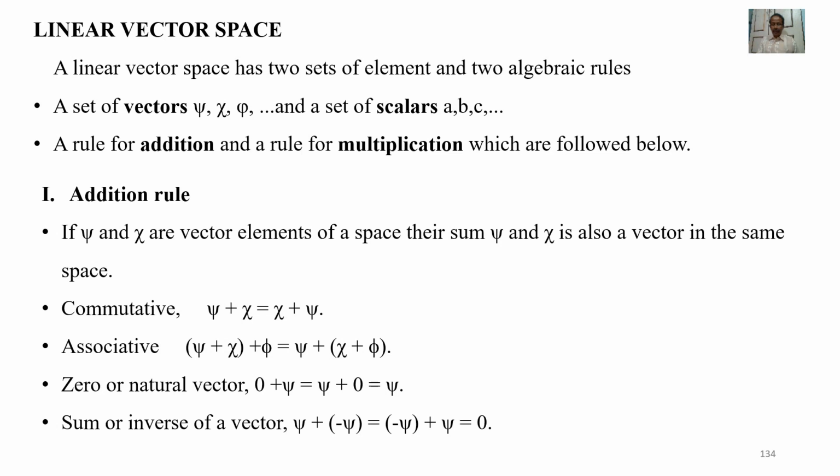We are going to discuss the mathematical models of quantum mechanics, the mathematical representation of quantum mechanics. This is the continuation of the previous video lecture. Quantum mechanics lives in Hilbert space. It is an n-dimensional abstract space.